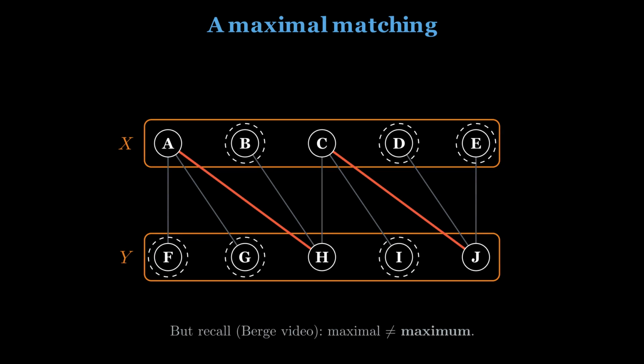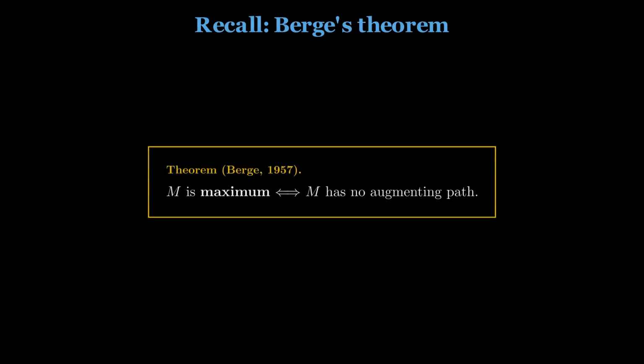But maximal does not mean largest. We saw that in the Berge video. Can this matching still grow? And if it cannot, how would we know? The key tool is Berge's theorem. A matching is maximum exactly when it has no augmenting path.